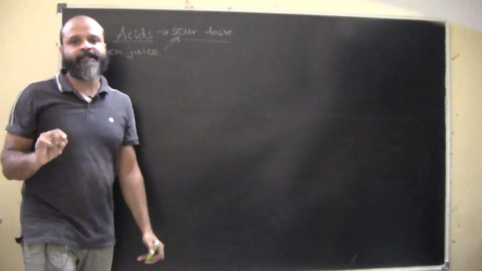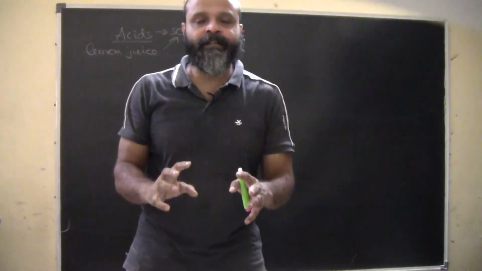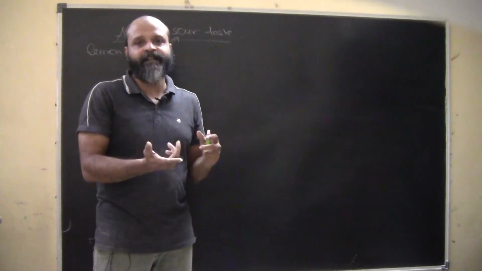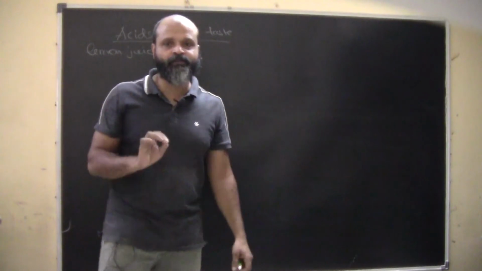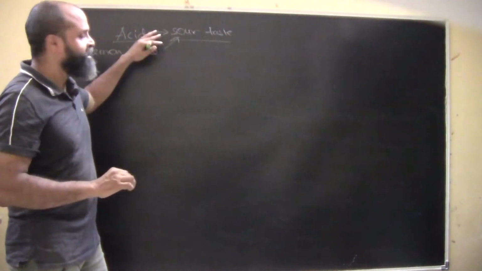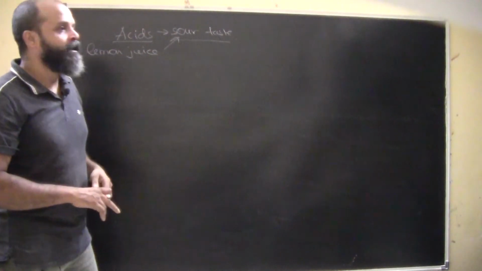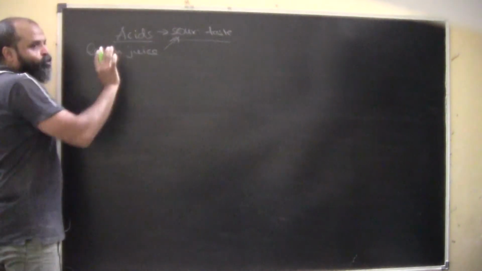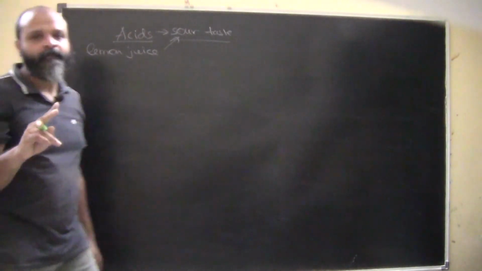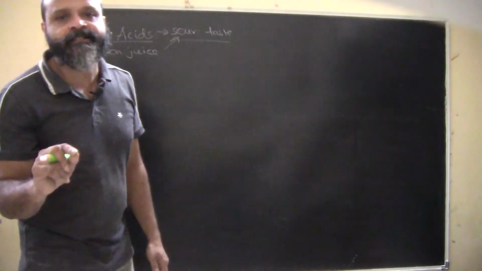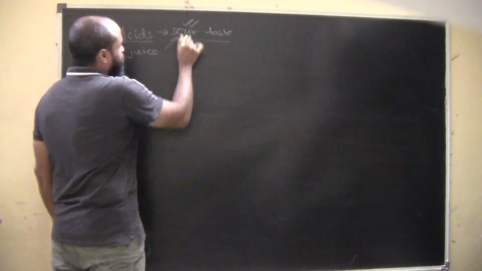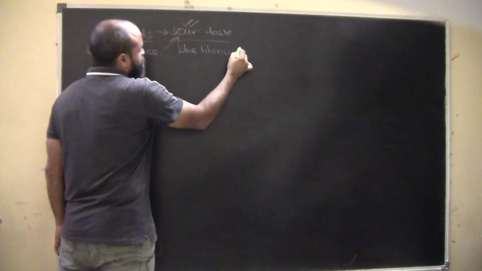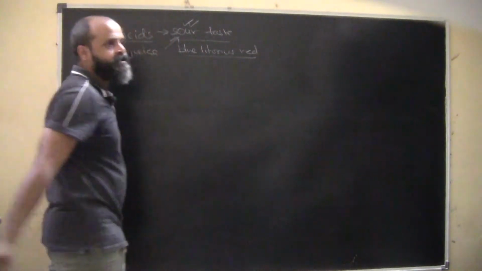So mostly acids are sour in taste. It doesn't mean that we have to taste an acid to identify whether it is an acid or not. That's not the process, but generally we have seen that acids have a sour taste. So two things that we have so far gathered about acids are, one, that it has a sour taste, and the other is that it turns blue litmus red.